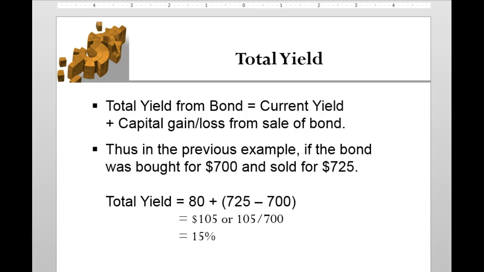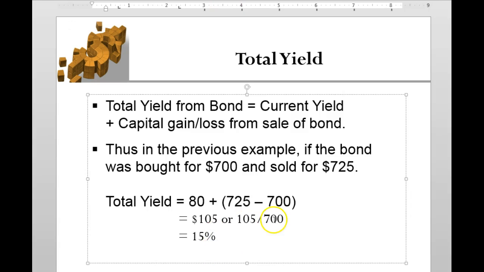So if you look at the total yield, now this would be if you sell it at this time. If it was bought for $700, it was sold for $725, and you had this $80 payment in there, you would take the $80 and get the profit of $25, which would give you $105, and divide that by $700. That would give you a 15% yield. So the current and the total yield are a little bit different as you look at that.